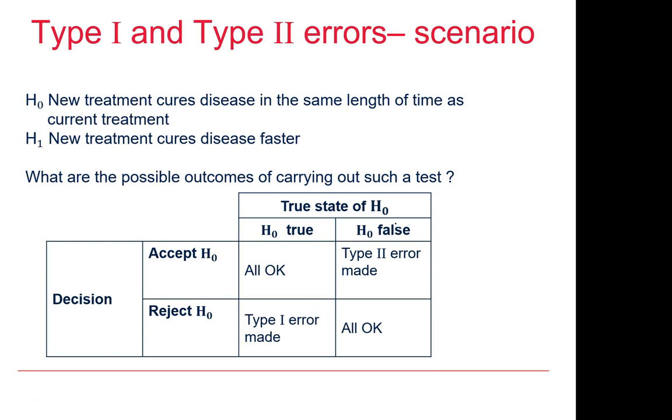Because we don't have that information, but because we're basing our decision on a significance level, on a probability, we could always get it wrong. There's a very small chance, but we could always get it wrong.